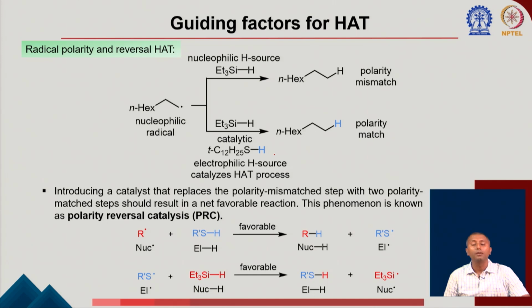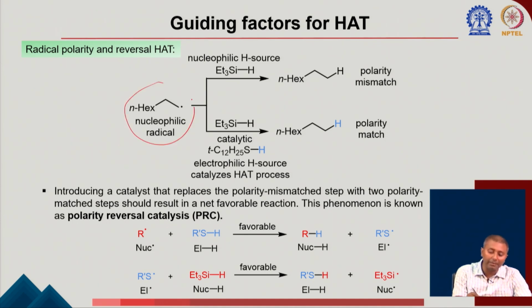reaction. So, first thing is, as I was telling you, if there is a nucleophilic radical, it will prefer an electrophilic hydrogen donor source, or if you have an electrophilic radical, then it will prefer a nucleophilic hydrogen source. But the problem is the scenario where there is a nucleophilic radical, as I was telling you. You remember that if you have an alkyl radical, primary, secondary, tertiary, these radicals are nucleophilic radicals. I have already explained them.